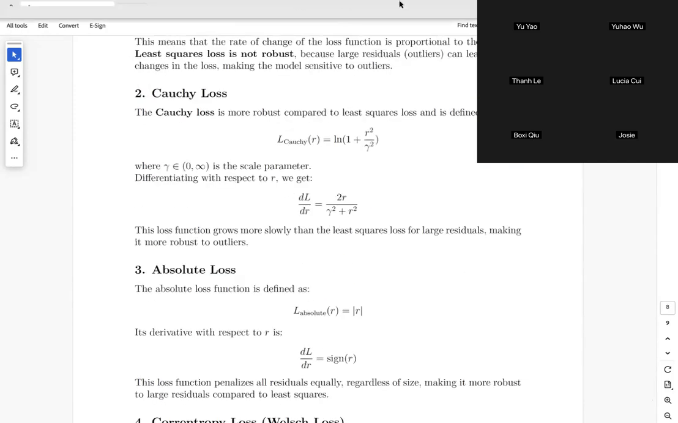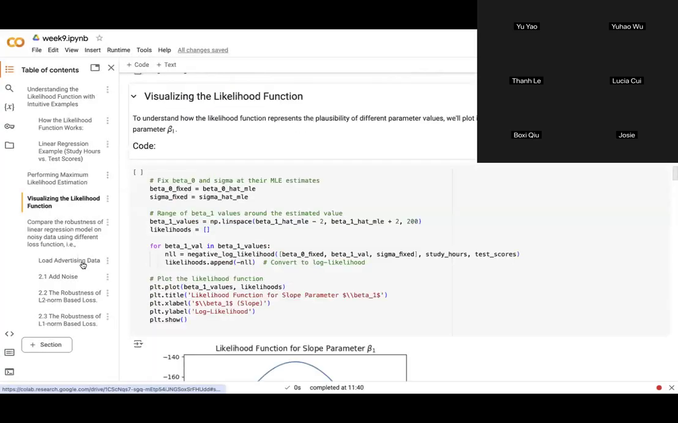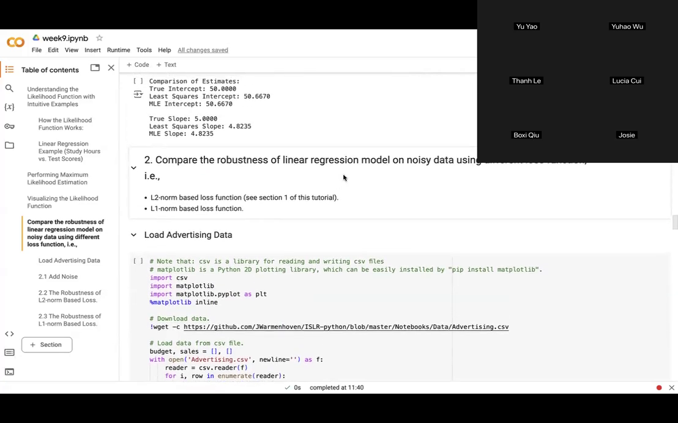Okay, now we will also introduce some coding about the robustness of loss functions. This comes to the robustness of a linear regression model on noisy data, using different loss functions. In this coding, we just compare the L1 loss function and L2 loss function. It's the absolute loss and least square loss.